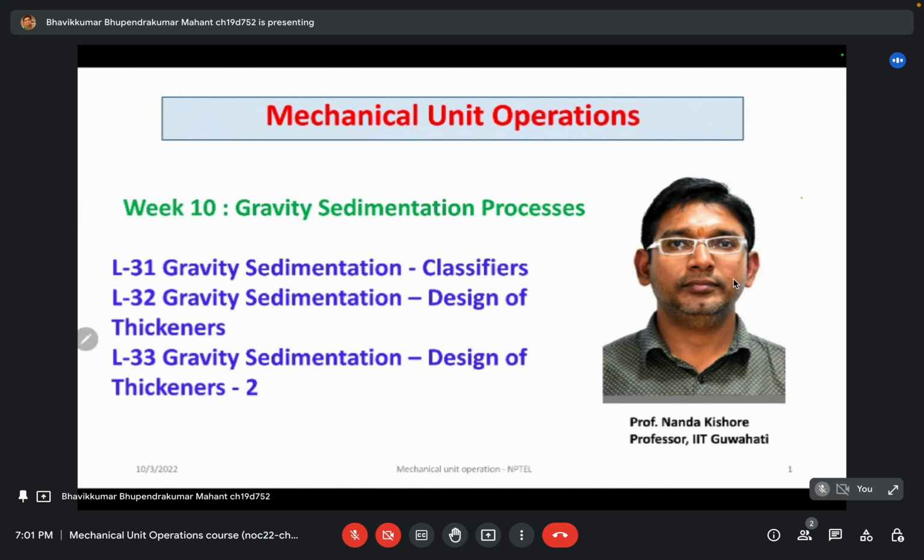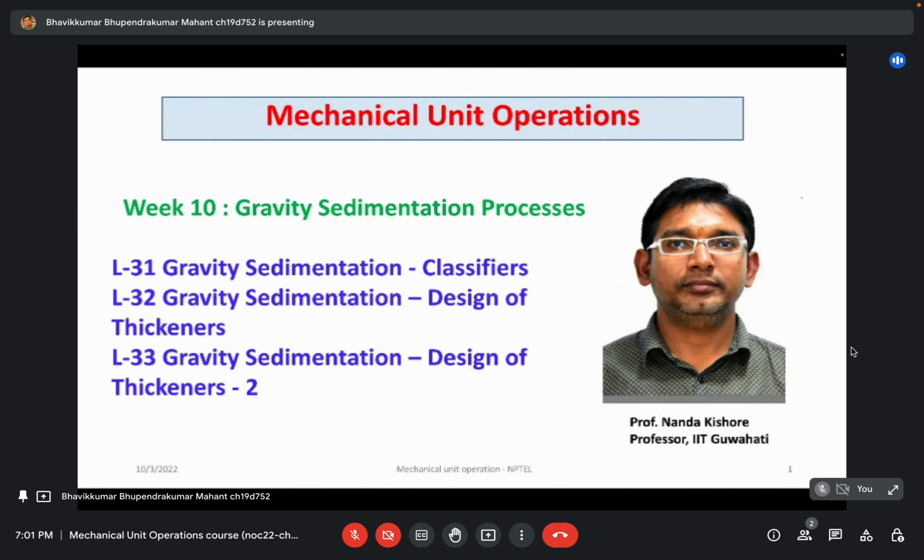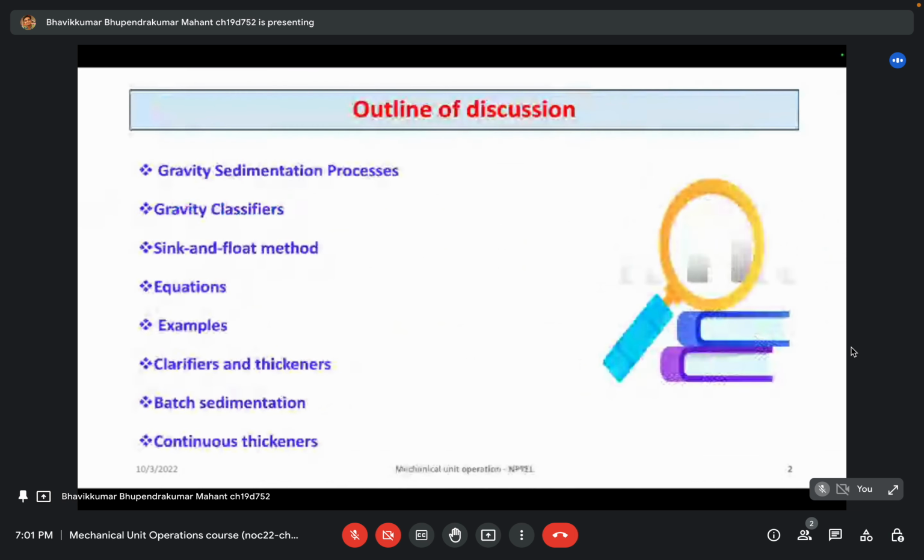So there are 3 lectures which the professor took for this weekly discussion. One is gravity sedimentation classifiers, or you can say the conceptual part and different equipment for that. Another 2 lectures are on the design of thickeners. Okay, and today we are going to cover the gravity sedimentation process basic concept and gravity classifiers, not much in detail.